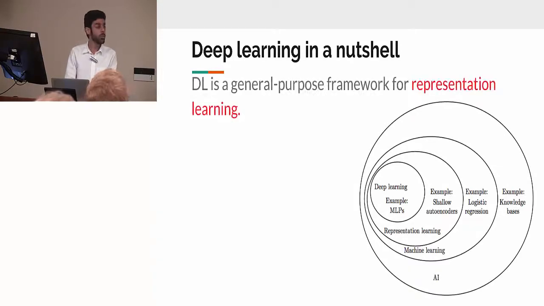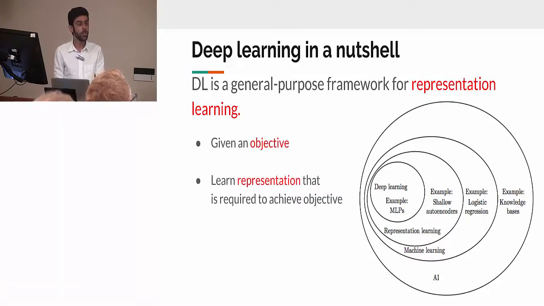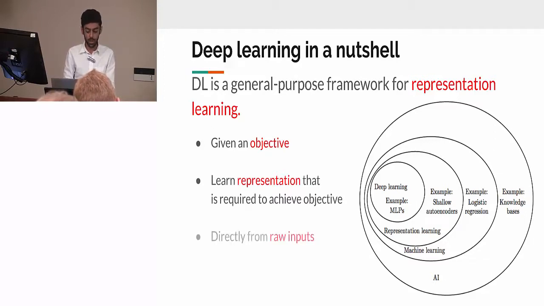So if we want to see what deep learning is in a nutshell, deep learning is basically a framework for representation learning, which means that given an objective, we want to learn a representation that is required to achieve that objective. And this learning is based on the raw input data.